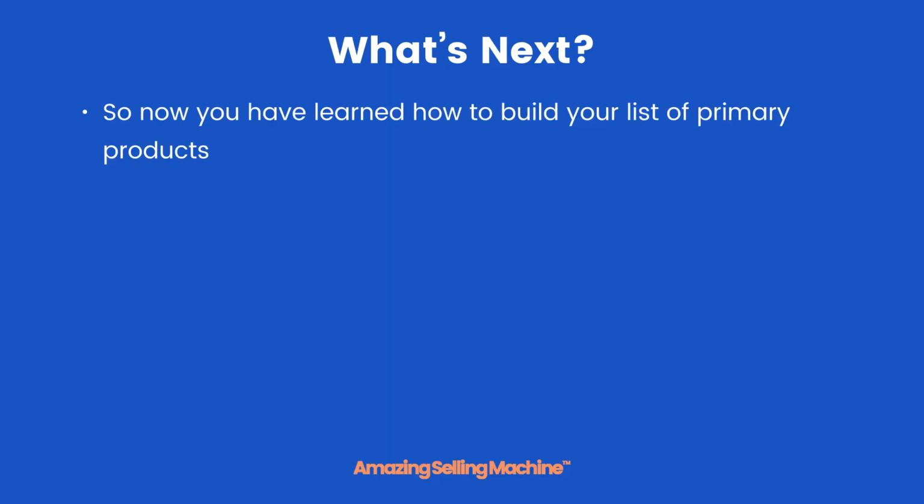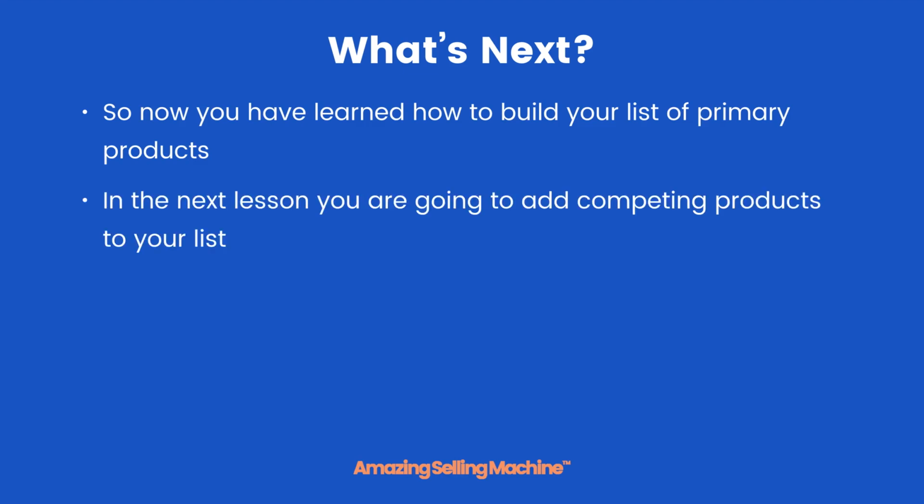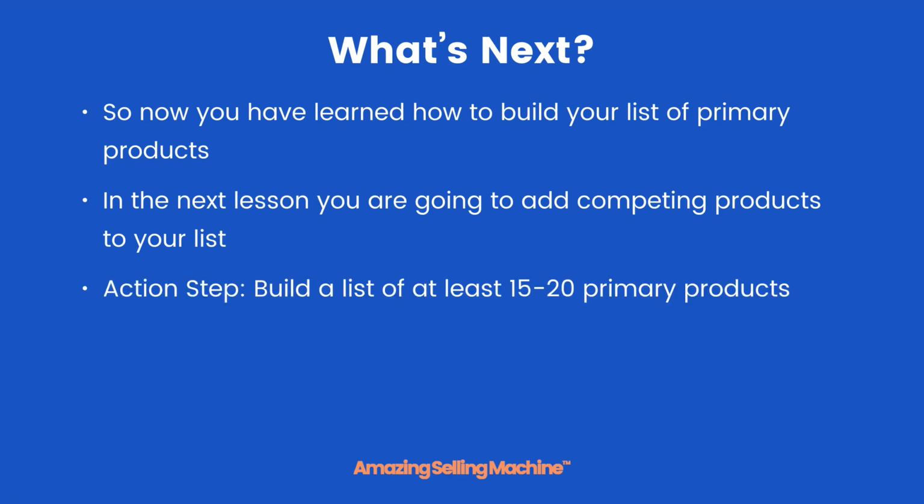So what's next? Now you've learned how to build your list of primary products. In the next lesson, you're going to add competing products to your list. This will prove the viability of your primary products. Your action step: build a list of at least 15 to 20 primary products. And as I mentioned previously, go beyond this if you can. Spend more time on it. The more time you spend, the more products you get, the better your results will be.